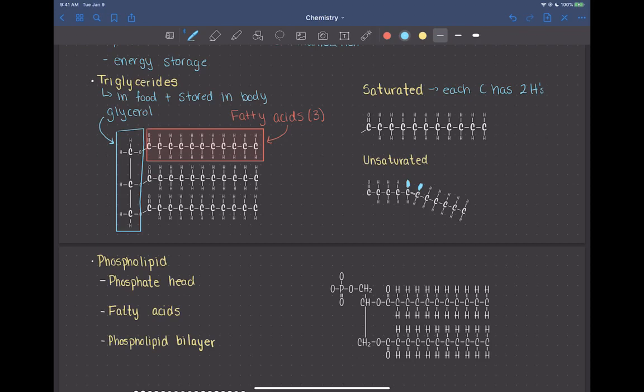So if I ask you for examples of a saturated fat, if we're just thinking of saturated fats in the kitchen, they would be things like bacon grease, butter, and coconut oil. Those are fats that are solid at room temperature.